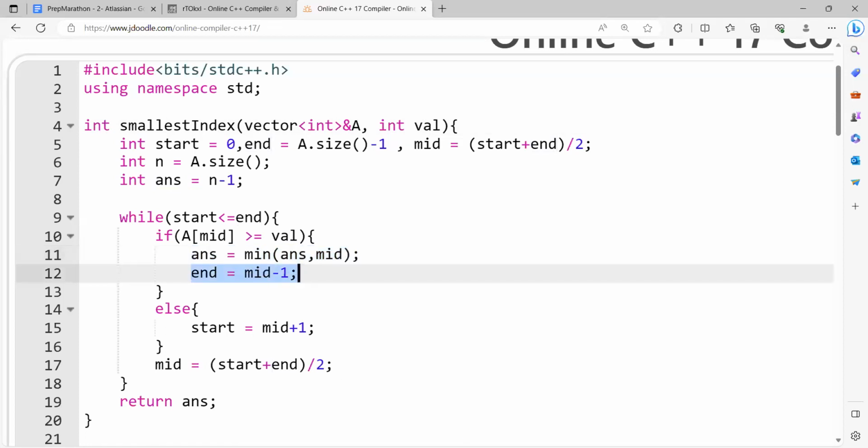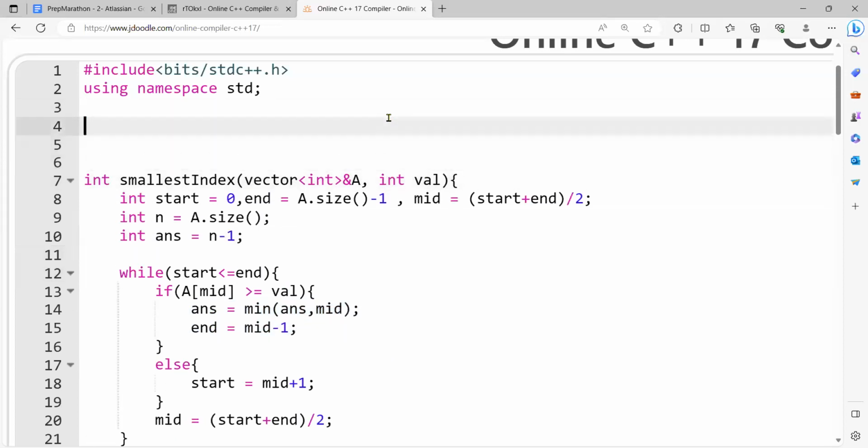Let me explain it here also. If this is the range, 1, 2, and so on, and then there is the mid value and so on to the last index, I'll call this start.